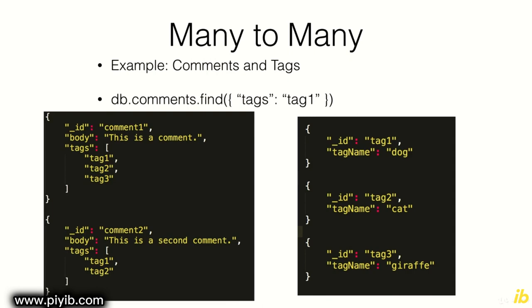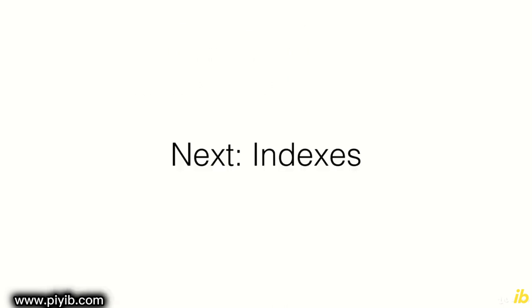So here on the left, we have comments with tag arrays, and these tag arrays contain IDs of the tags that are associated with each comment. And then on the right, we have all these different tags. So if we want to find all the comments that contain a particular tag, we do something like db.comments.find, where tags contains tag 1. And that would get us what we want.